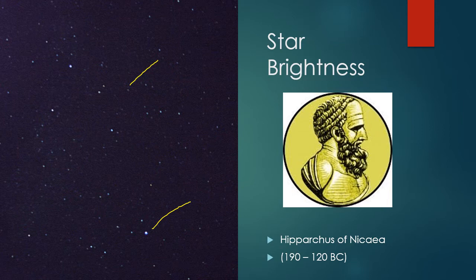One of the earliest star catalogs was done by a fellow named Hipparchus of Nicaea. What he wanted to do was categorize the stars and make a list of them in order of what he considered their importance. The importance of the star was very much related to the brightness of the star. So the brighter the star, the more important it was. So he's grouping them by importance.